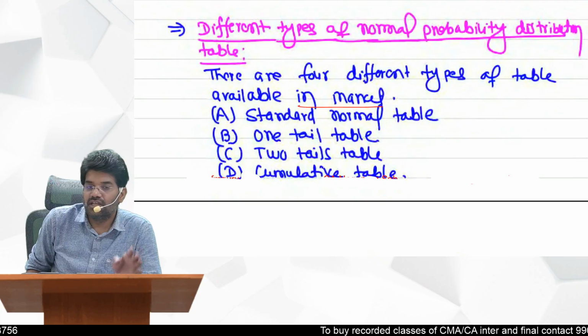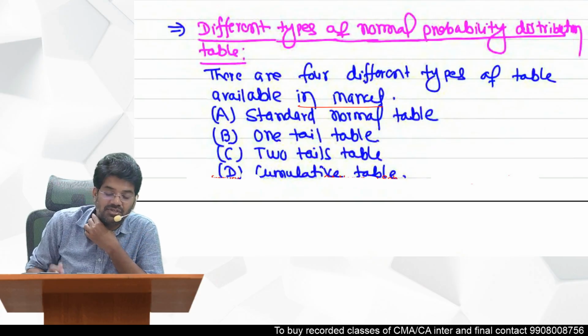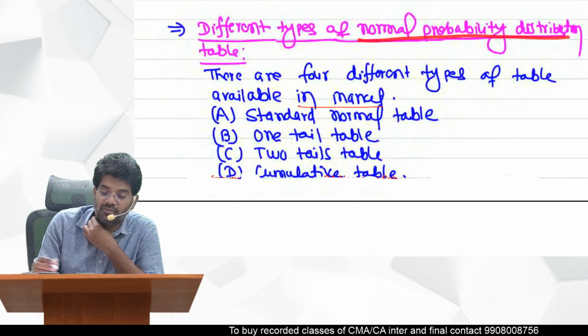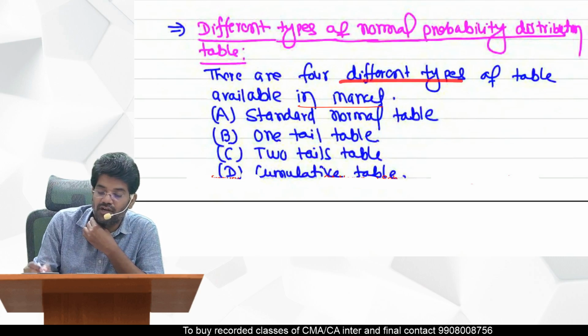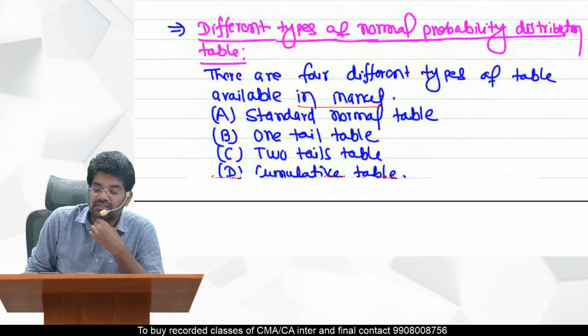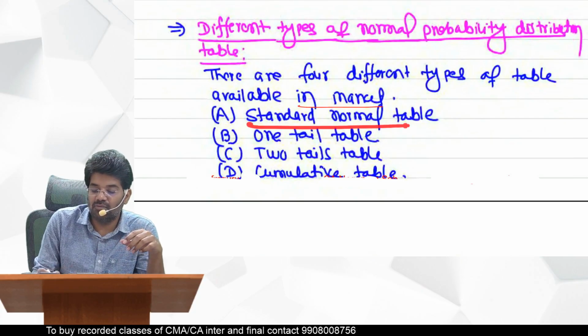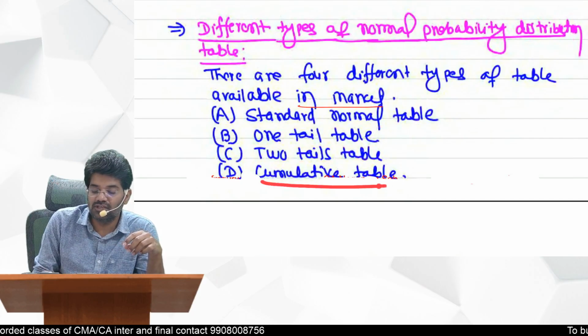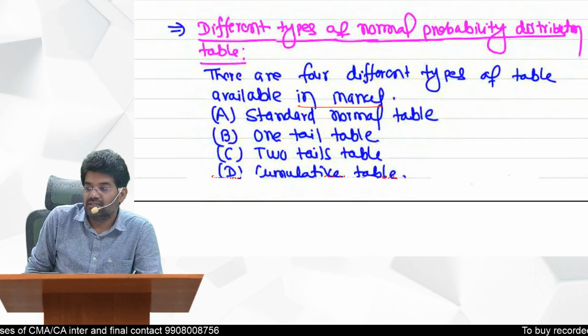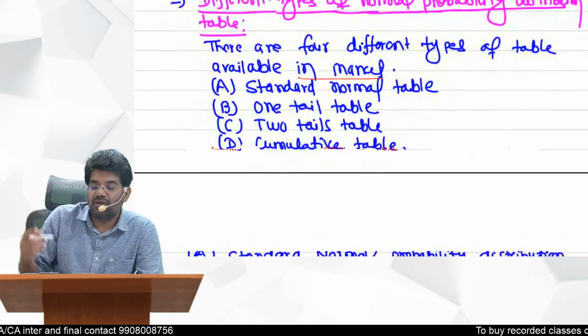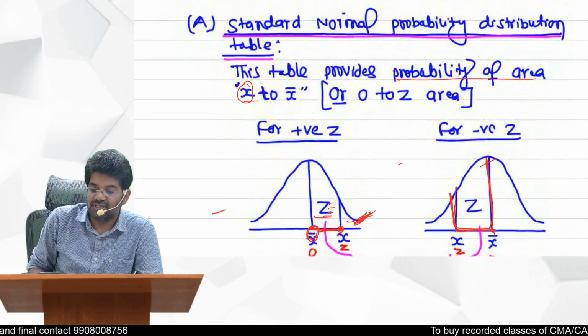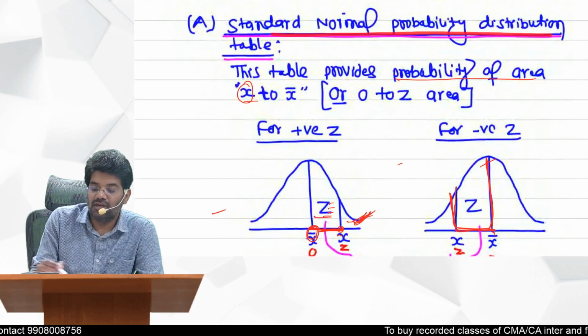So I told you that there are 4 types of probability distribution tables. Now, different types of normal probability distribution tables, you have 4 different types in the market. If you see all the tables, the first one is the standard normal table, the second one is the one tail table, the third one is two tail, and the fourth one is the cumulative table. Earlier I was using the standard normal probability distribution table.